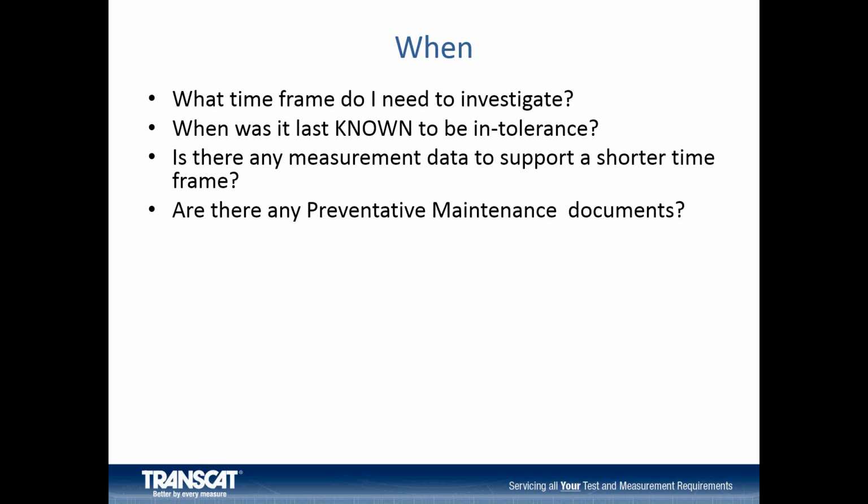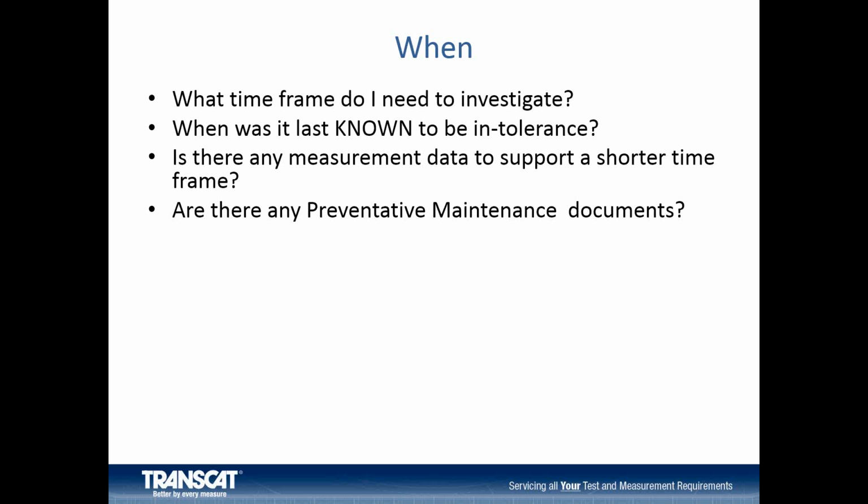The next area is when. Identify the time frame during which the questionable measurements have been taken. This objective is to identify a specific time when the instrument was last known to be taking correct measurements. Often this is going to be the as-left measurement data on a previous calibration certificate. This will provide you a good starting point to work from.